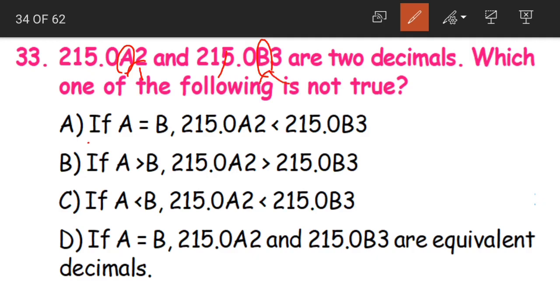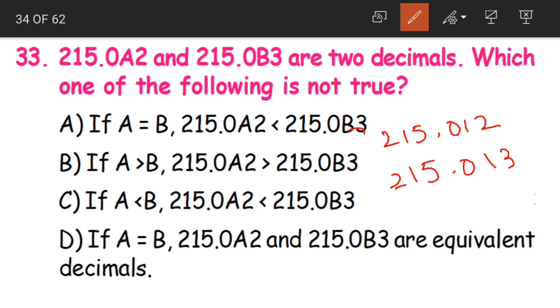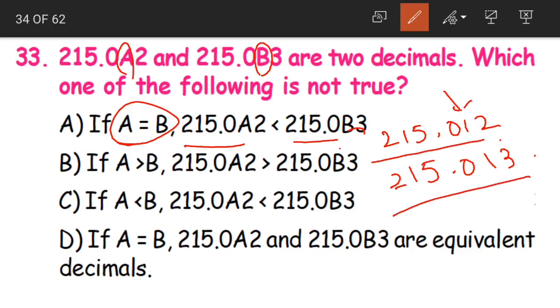Now coming to the first option, if A is equal to B, let us take 215.012 and then 215.013. In place of A and B, I have written 1. Not only 1, you can write any number you want, but both should be same, because here A is equal to B. Now here A is equal to B, so is the first number less than the second number? Is 215.012 less than 215.013? Yes. So the first number is less than our second number. So option A is true.